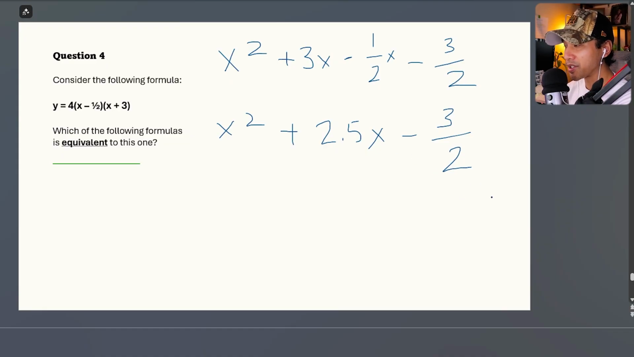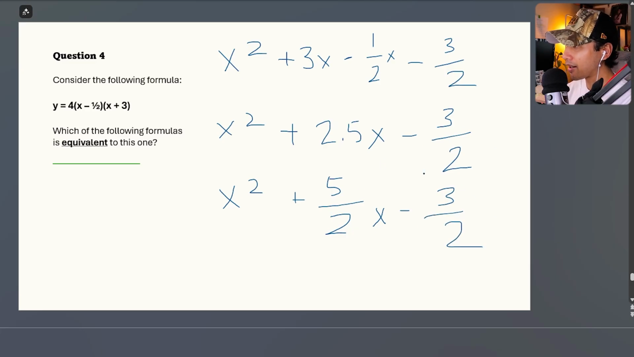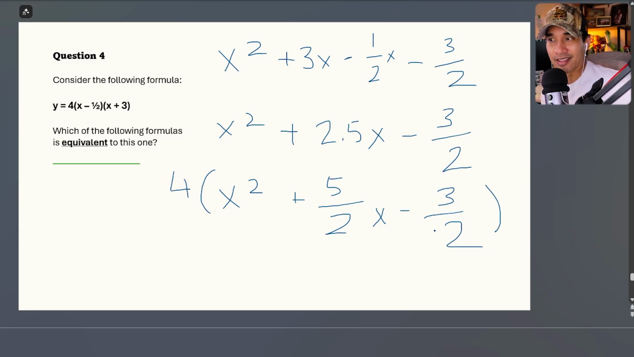Do you know what 3 over 2 is? That is 1.5. We could write 1.5, but I'm going to stick with 3 over 2 because we're going to multiply. 2.5x as a fraction is x squared plus 5 over 2x minus 3 over 2. I'm going to write it all as a fraction just so it's all uniform, because when we multiply with a 4, it'll make sense. Right now it's ugly. I hate fractions, and this is why I hate fractions. It gets ugly. But let's go ahead and solve the expression.